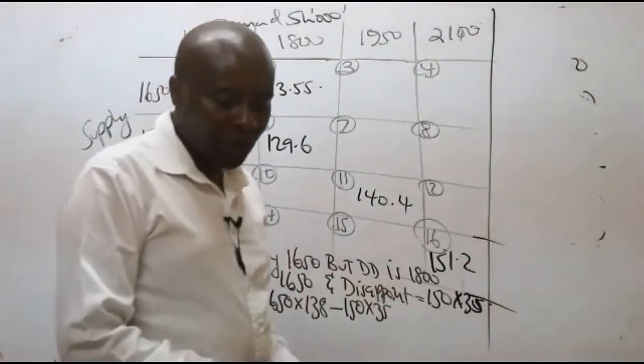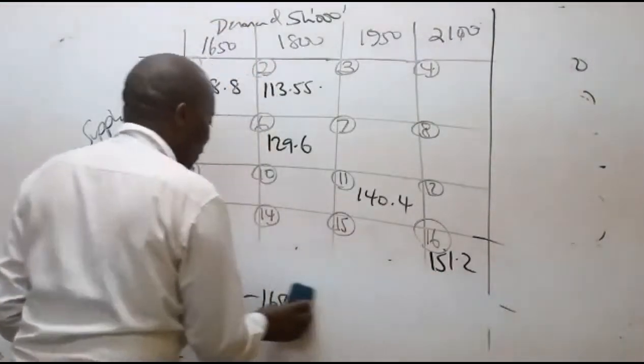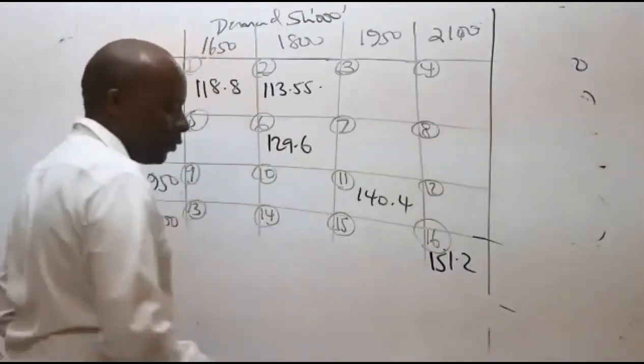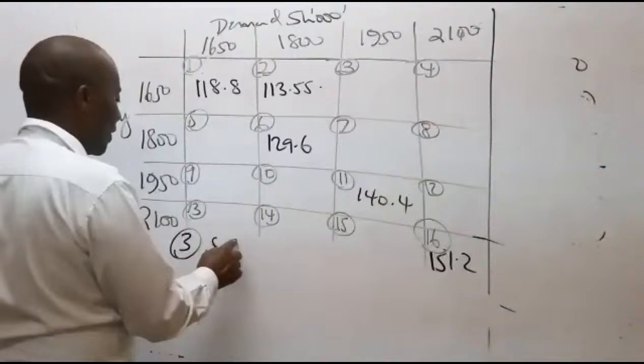So cell number three, what is happening? For cell number 3, I would want to make this very clear. For cell number 3, we supply 1650.